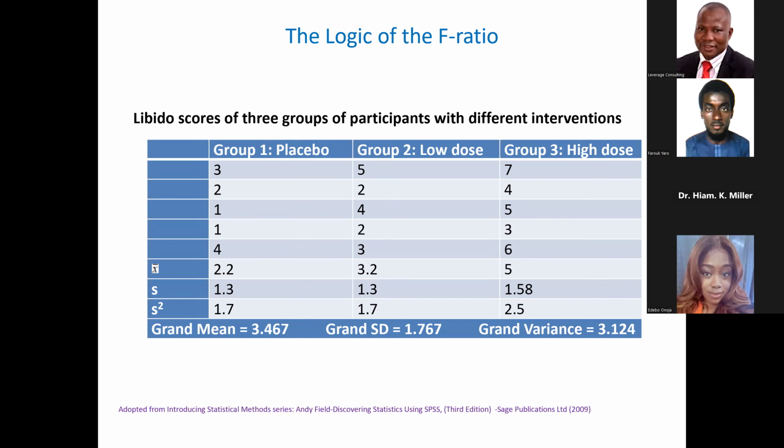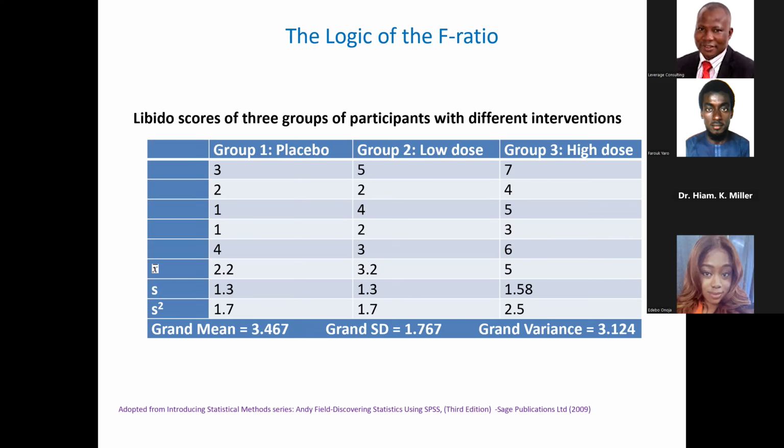Then 5 people are given low dose, and they have 5, 2, 4, 2, 3. While the other group of 5 participants got the high dose. So this is their score: 7, 4, 5, 3, 6. You will see their mean score, denoted by X. For group 1 it is 2.2, for group 2 it is 3.2, for group 3 it is 5.